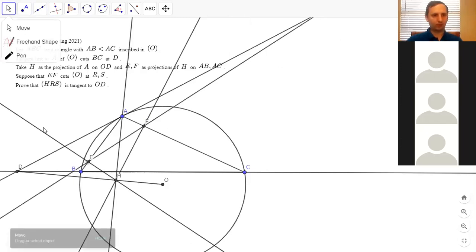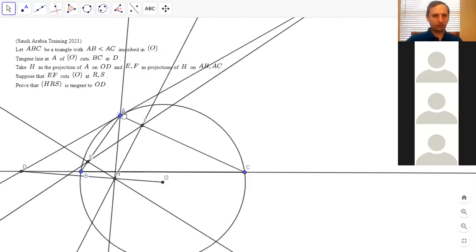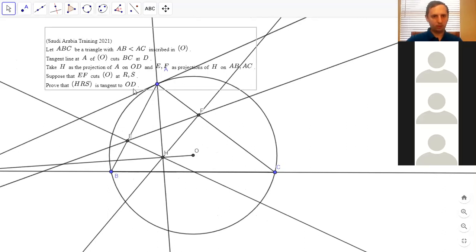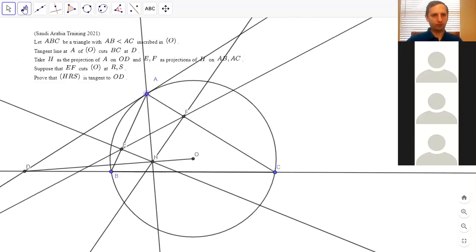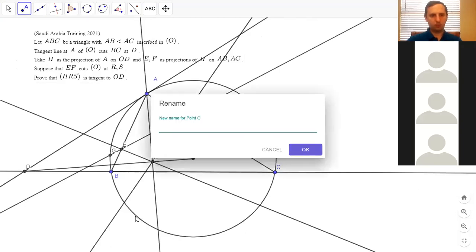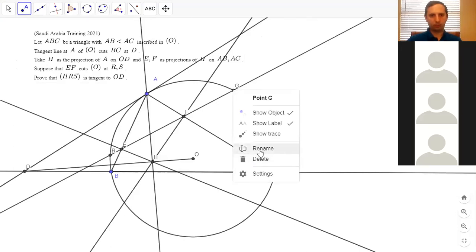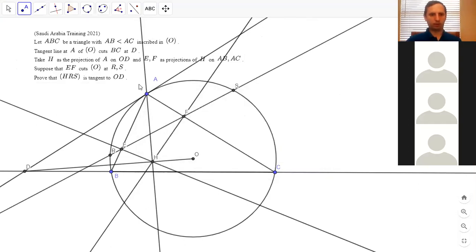Actually, I'm not sure how easy this one is. It's hard to tell. Let me make this like an acute triangle. I think it might look nicer. So, and then move A like right here. So it cuts the circle at R and S. And we want to show that the circumcircle of HRS is tangent to OD. That's kind of interesting.